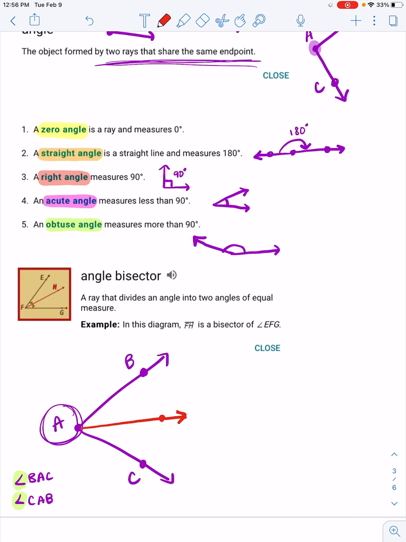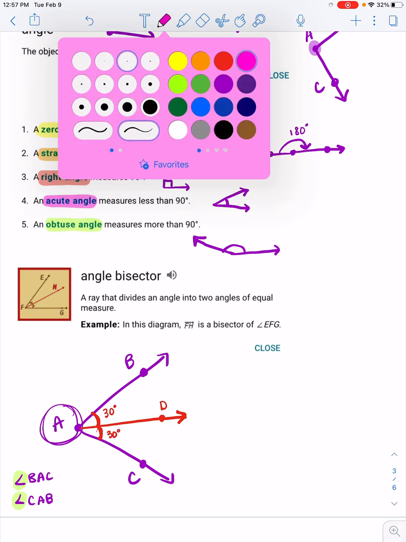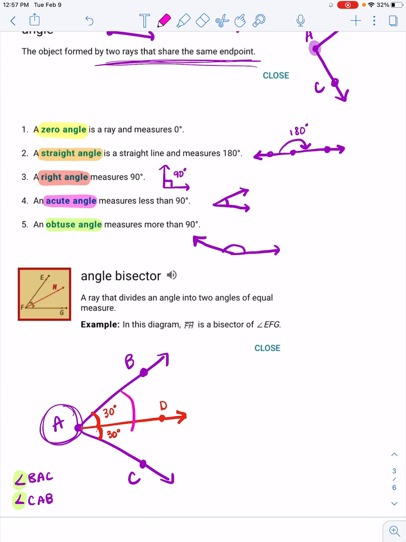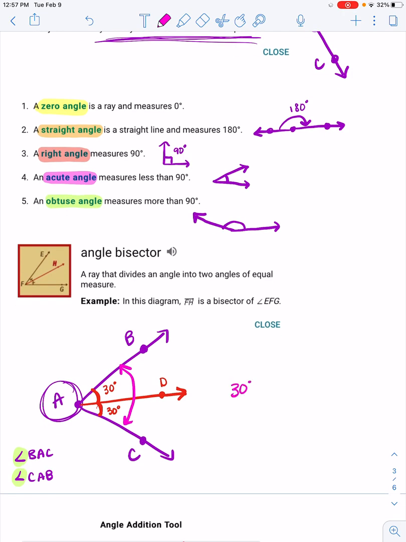We'll call this AD, and what happens when we split it in half is that this angle and this angle, since I split the big angle in half, are now congruent. They're the same size. So let's say if this angle is 30 degrees, then we know this angle is also 30 degrees. And then the whole big angle, if these are both 30, it's just like segment addition. It's called angle addition. If those are both 30, then the big angle would be 30 plus 30, so 60 degrees.